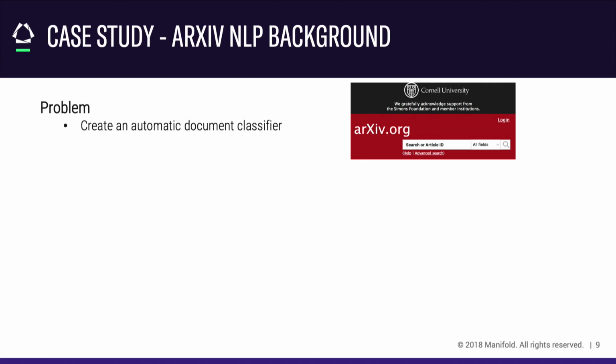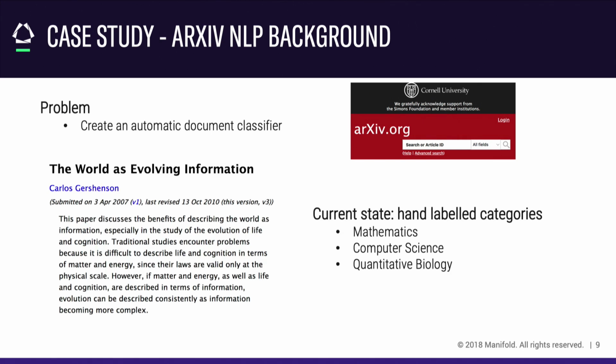As Rajendra mentioned, we're going to focus on the arXiv repository of ePrints. And our case study is a natural language processing problem where we want to create an automatic document classifier to classify these ePrints into one of many categories. But what do we mean by this? Here's an example document, the world as evolving information. Currently, this document's hand-labeled into 3 categories: math, computer science, and quantitative biology. But what if we could automate this process and process the document and automatically label it into each of these categories?